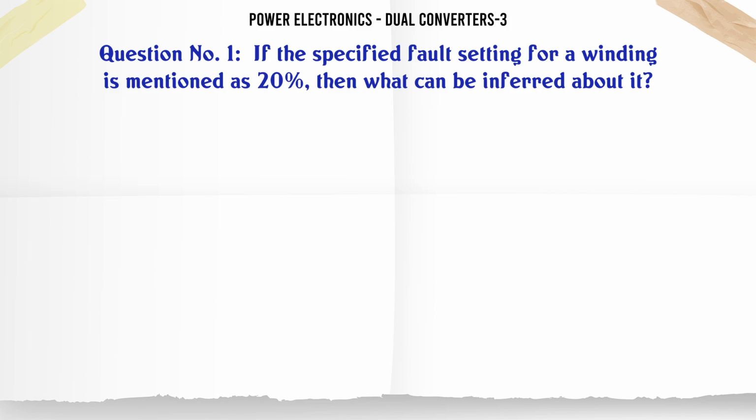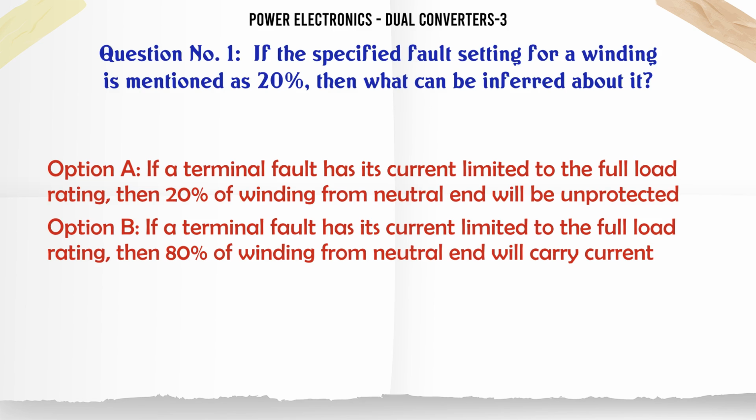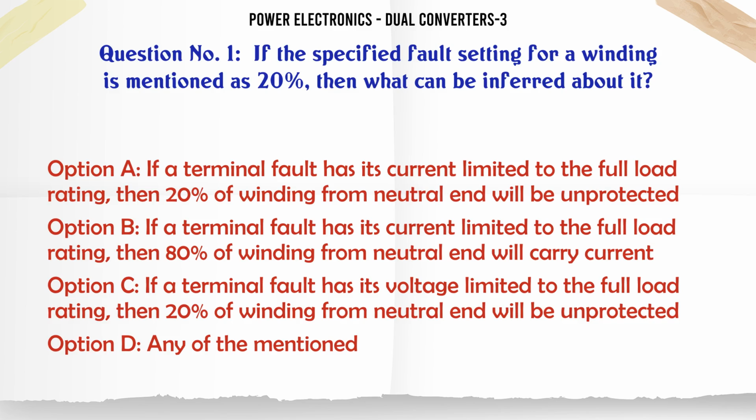If the specified fault setting for a winding is mentioned as 20, then what can be inferred about it? A. If a terminal fault has its current limited to the full load rating, then 20 of winding from neutral end will be unprotected. B. If a terminal fault has its current limited to the full load rating, then 80 of winding from neutral end will carry current. C. If a terminal fault has its voltage limited to the full load rating, then 20 of winding from neutral end will be unprotected. D. Any of the mentioned.